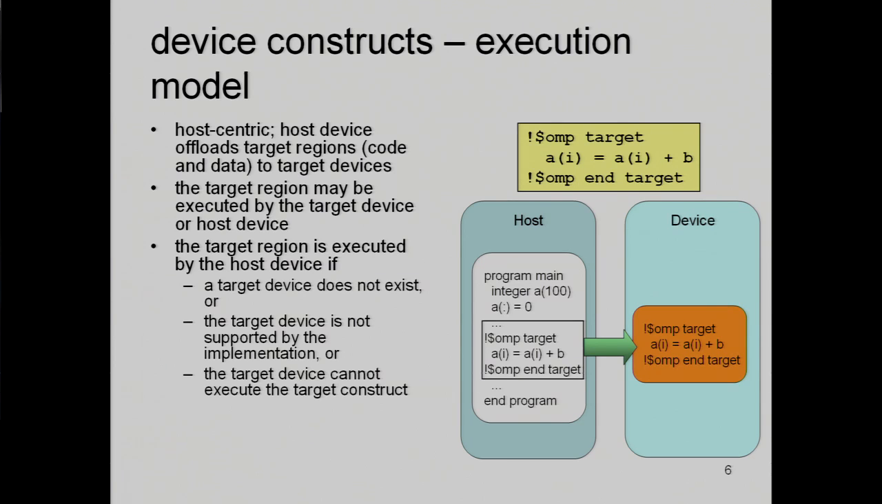Let's quickly go through the execution model, which can give you some concepts, because everything is based on what we have learned or heard about OpenMP this morning, and we build on this. The whole device construct or accelerator support in OpenMP starts from a very important concept: the whole thing is host-centric. Everything still starts on the host. As I said, this is the host device, and the OpenMP program has to start on the host. We will talk about the target device later on. Starting from the host, we offload the target region to the target device. This is the whole idea, and the target region may be executed by a target device or by the host device.